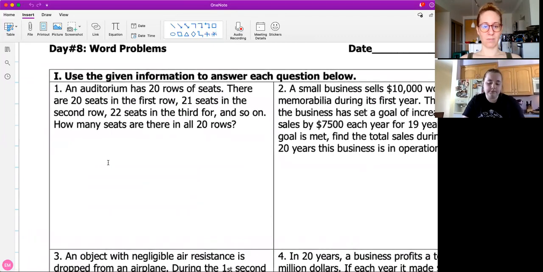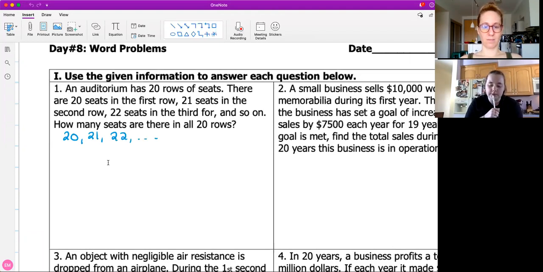So this one is saying that we have an auditorium and it has 20 rows of seats, and there are 20 seats in the first row, 21 seats in the second row, 22 seats in the third row, and so on. It's asking how many seats there are in all 20 rows. Really quick, let's write out the sequence so we can see what we're working with. We have 20 rows of seats, and the first one has 20 seats. So we have 20, 21, 22, and so on.